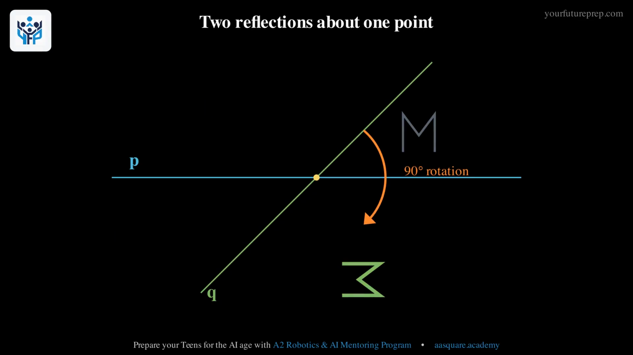Compare start to finish. The upright M in the upper right has ended up on its side in the lower right. Exactly a 90-degree turn about the center, just as the shortcut predicted. That is choice E. So the answer is E.